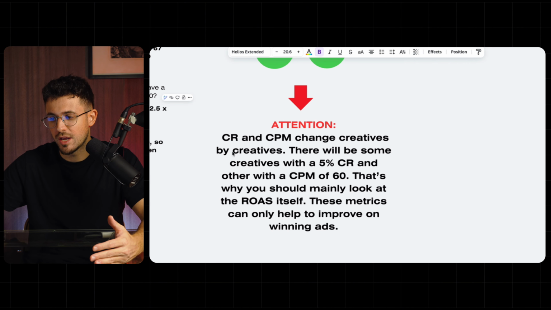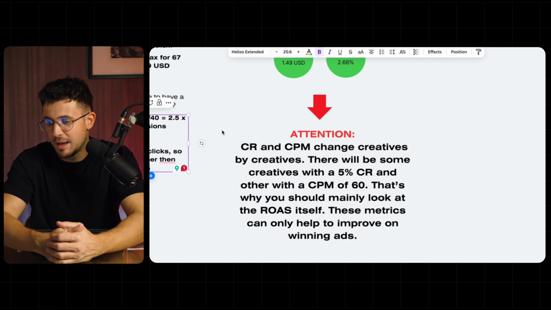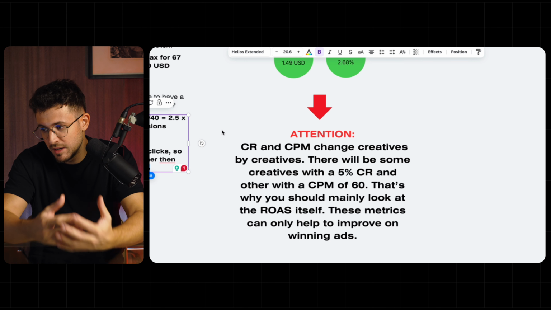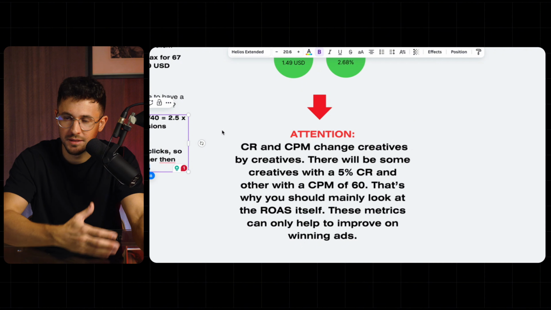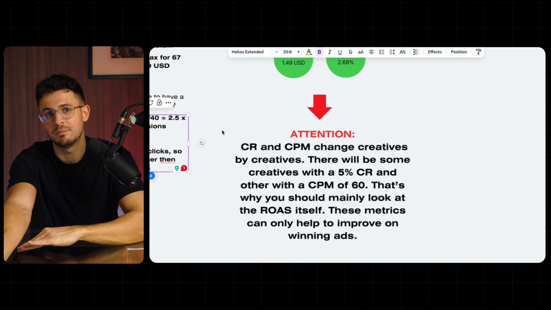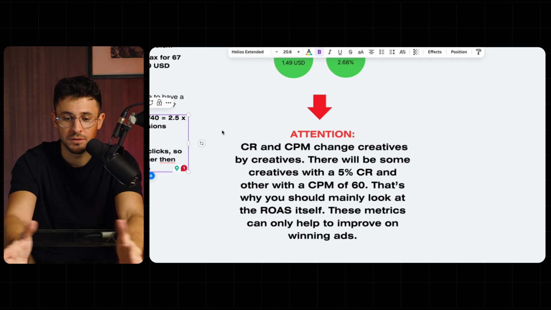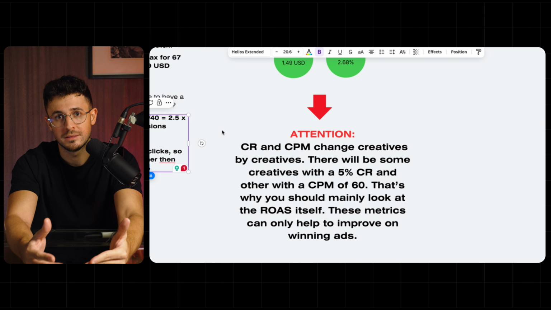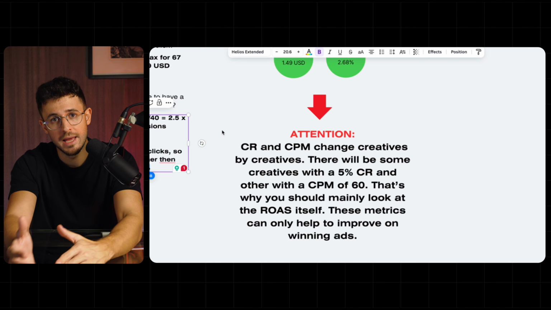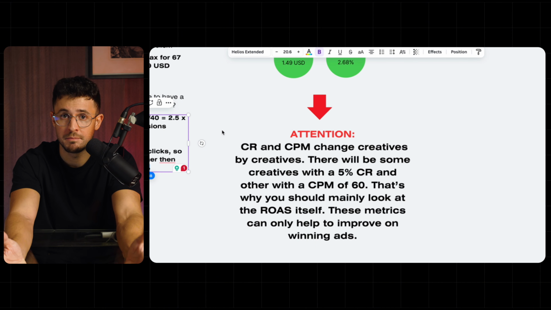Now, what is the main issue here? The problem is that conversion rate and CPM change creative by creative, targeting by targeting, landing page by landing page. And so there will be some creatives with a 5% conversion rate, and others with a CPM of 60. And so it's very difficult for you to check off this data. That's why I said that you need to look at the last 30 days, 90 days of data, so you have a better understanding of how your CPM and conversion rate look. Even though, again, you shouldn't look at more than that, because there might be market fluctuations.